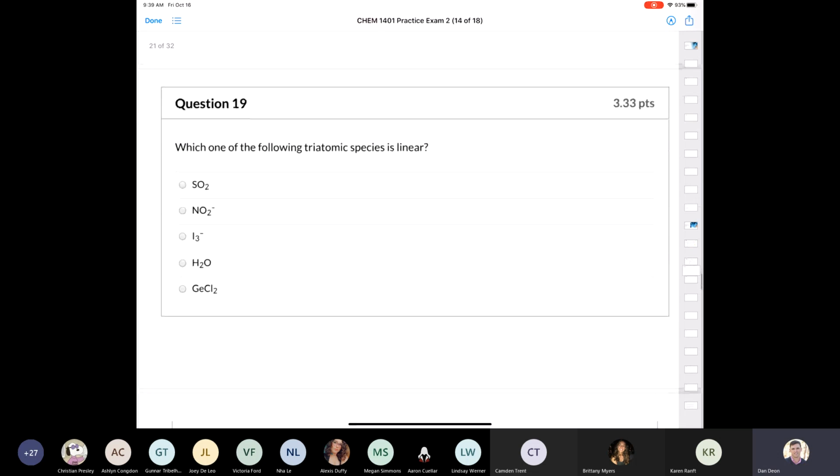Question 19. More molecular geometry, right? You can see that we're really hung up on molecular geometry on this exam. It says, which of the following triatomic species is linear? And so we're going to be looking at molecular geometry for all of these molecules. Let's start with the first one, SO2.